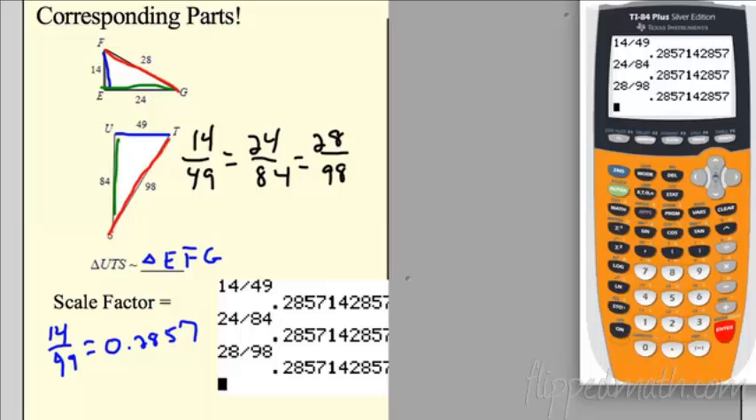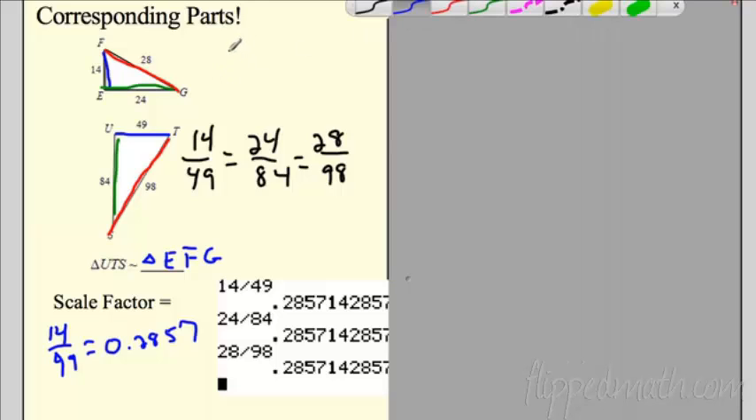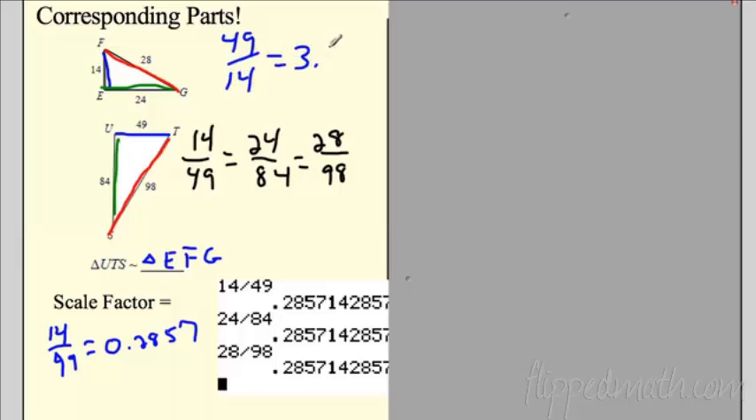Is it okay to do it the other way? Sure. You could easily clear that out and say big triangle to small triangle has got to be the same thing. And you can flip them all if you want. 84 divided by 24 is 3.5. So again, it's the same thing. So if you'd rather do that, you're more than welcome to say the scale factor is 49 to 14, and that was a scale factor of 3.5. And that one may be a little bit prettier to look at.